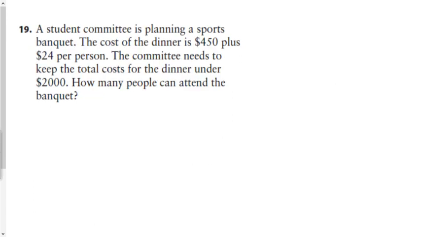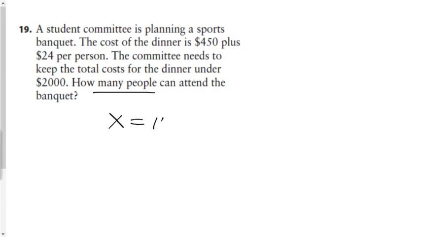19, a student committee is planning a sports banquet. The cost of the dinner is $450 plus $24 a person. The committee needs to keep the total cost for the dinner under $2,000. I'm assuming if it came in at $2,000, they'd be okay, but it does say under $2,000, so we need to make sure we use the appropriate sign. How many people can attend?